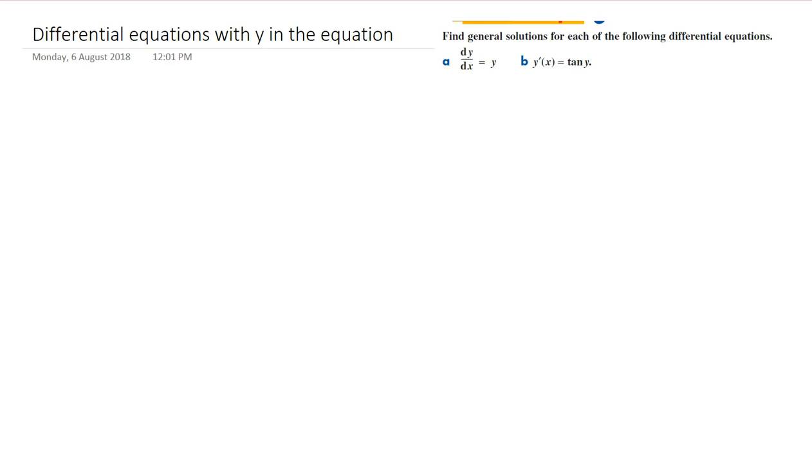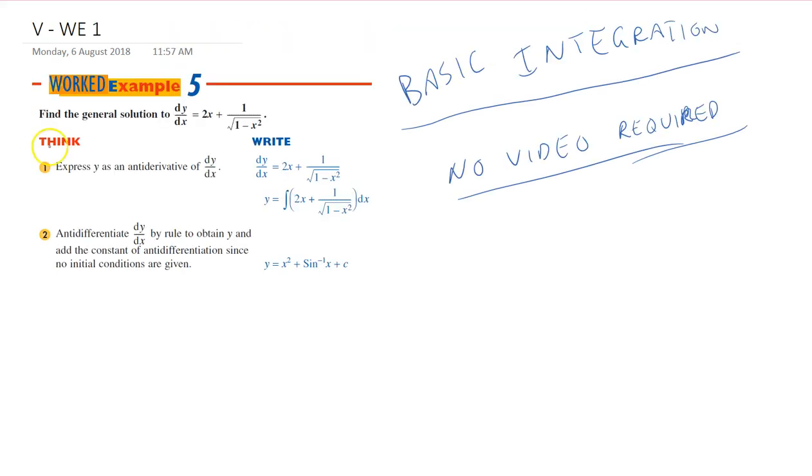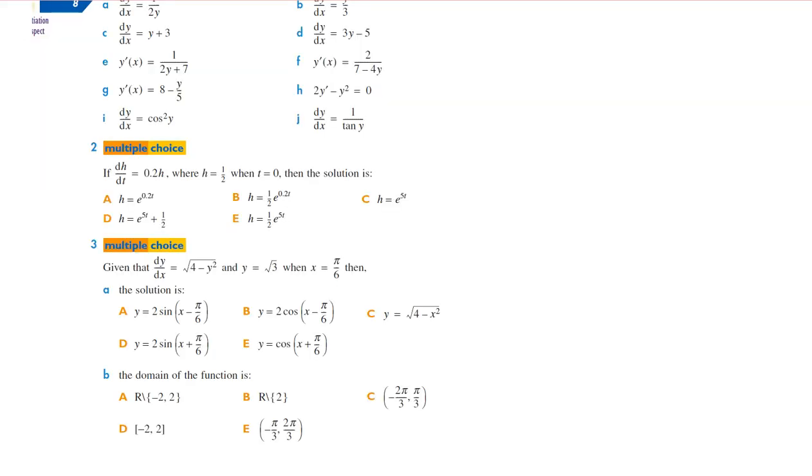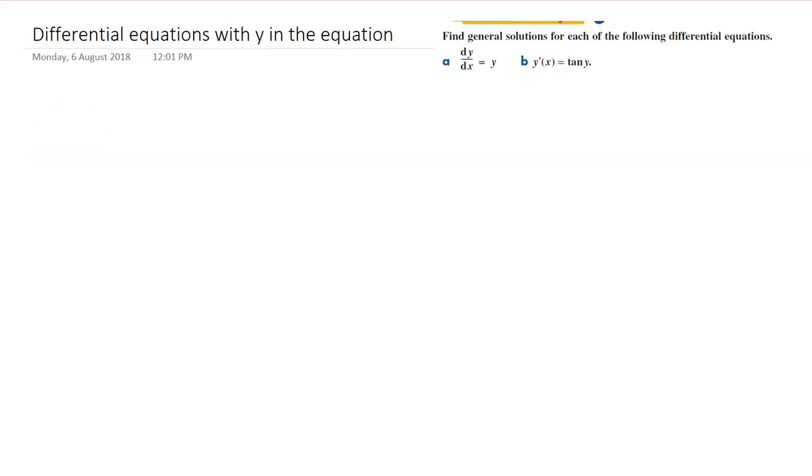Alright, so we've been doing some differential equations already, but every differential equation we've done has had x in the equation. Things like here, dy/dx equals 2x plus 1. You can see there's x in the equation, x is on the bottom of our differential equation, whereas now we're going to do a differential equation with y in the equation. So dy/dx equals y.